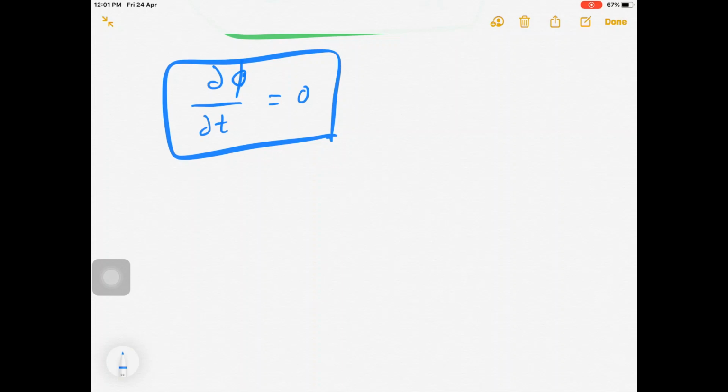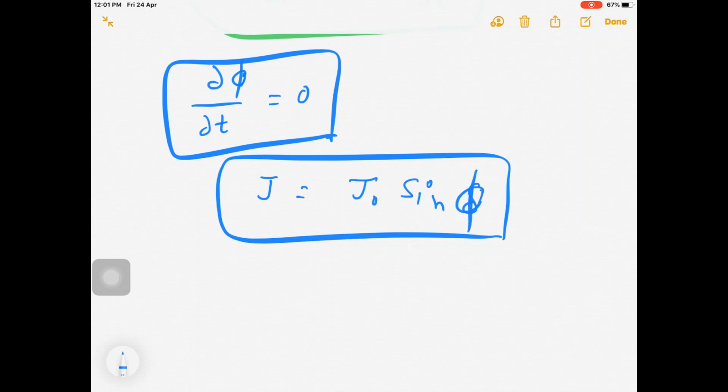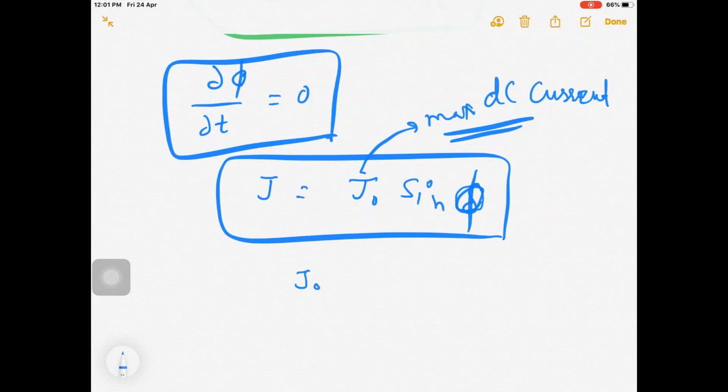So this was DC Josephson effect, and now I can write another important result for the current, that is J is equals to J naught sine delta, or phi, because the phase difference I assumed in the upper calculation was phi. So J naught is maximum DC current for DC Josephson effect, and phi is nothing but phase difference, so current's value can be from minus J naught to plus J naught, because sin phi takes value from minus 1 to plus 1.